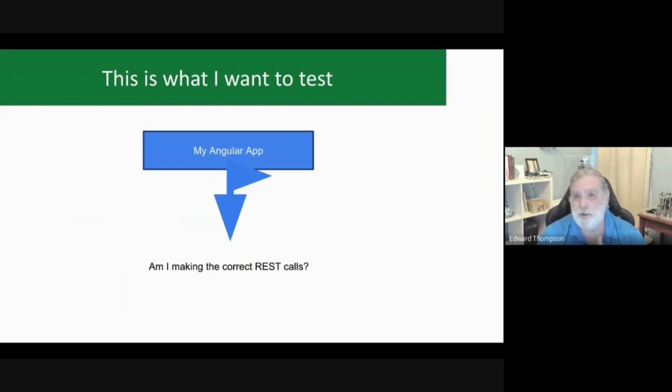But I need to make sure that as the user interacts with the application, all the correct REST calls are being made, because that's going to be the key to making this application. Now, is this true end-to-end testing? If you're a purist, it's not, but it's the kind of testing that I need for my application. So how do I make sure that I'm making all the correct REST calls when something like this happens?